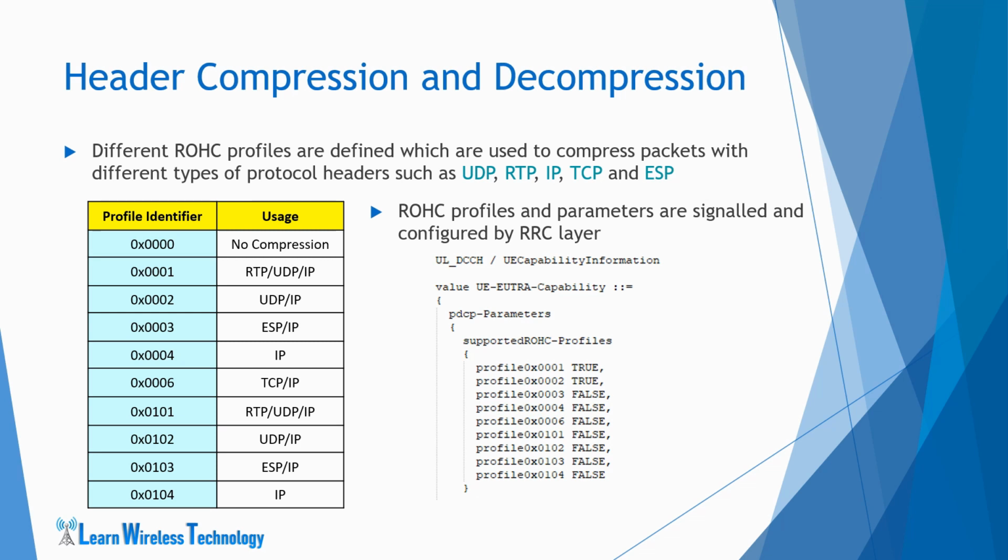In this case, the UE supports ROHC profile 1 and 2, where profile 1 indicates ROHC RTP, which is used for compressing packets with IP, UDP, RTP protocol headers, as can be seen from this table. And profile 2 indicates ROHC UDP, which is used for compressing packets with IP UDP protocol headers. Likewise, there is a complete list of profile identifiers, each representing a different usage of compressing packets with different protocol headers. There's one instance of ROHC for each PDCP entity.